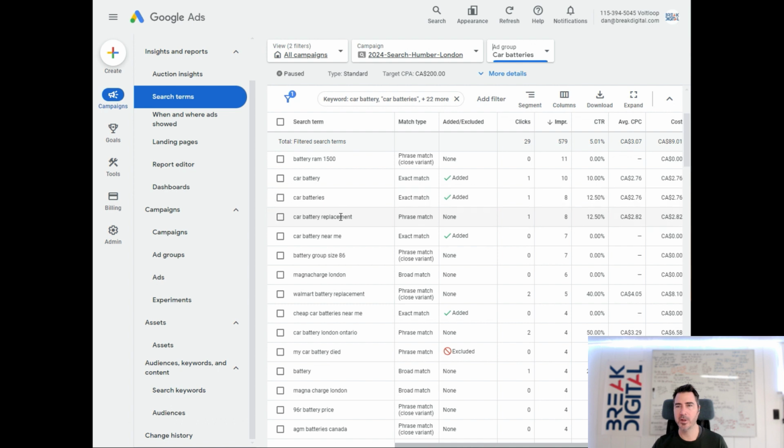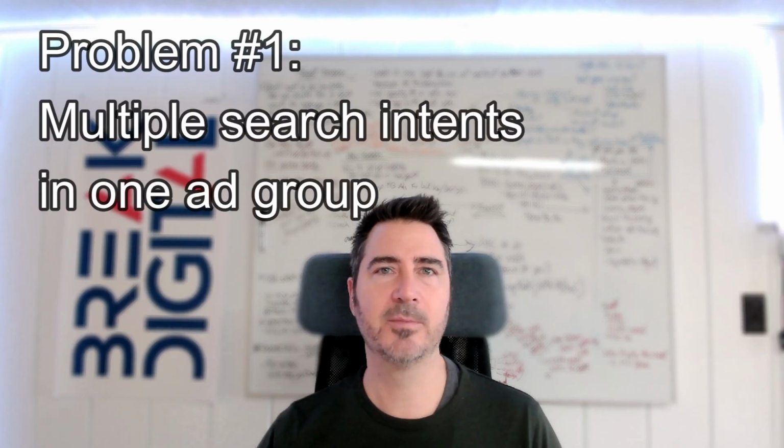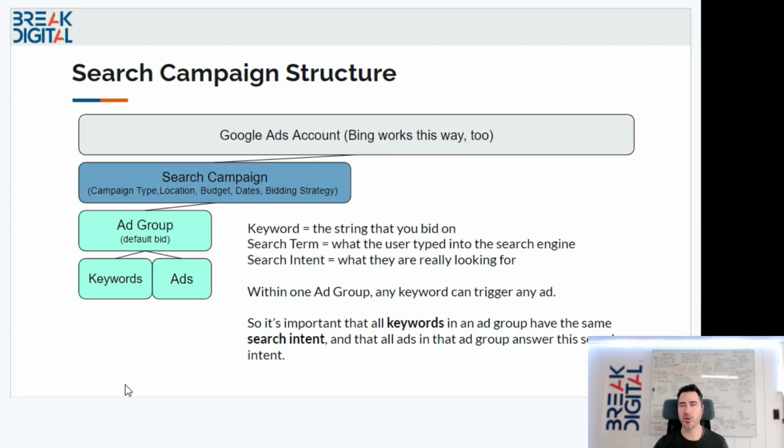So in looking over the actual search terms, there are multiple search intents in this ad group, and that's a problem. I'll show you why. So remember that campaigns are structured with one or more ad groups in them, and each ad group has keywords and ads, and every keyword in the ad group can trigger any ad in that same ad group.